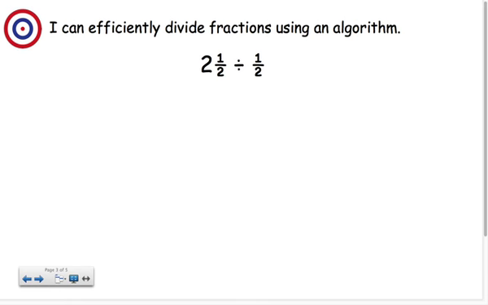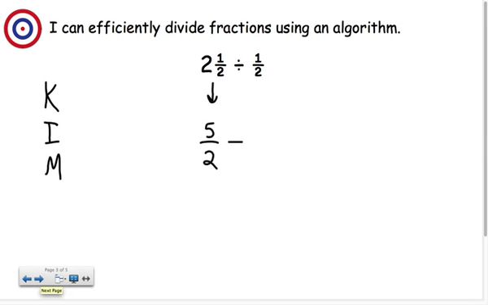All right, let's try an algorithm-based problem with a mixed number. I will tell you that the same idea, this Kim idea, keep, invert, and multiply, works. What we need to do though is change that mixed number into an improper fraction. So I'm going to make 2 and 1/2 the improper fraction of 5/2. And I'm going to keep that just like it is, 5/2.